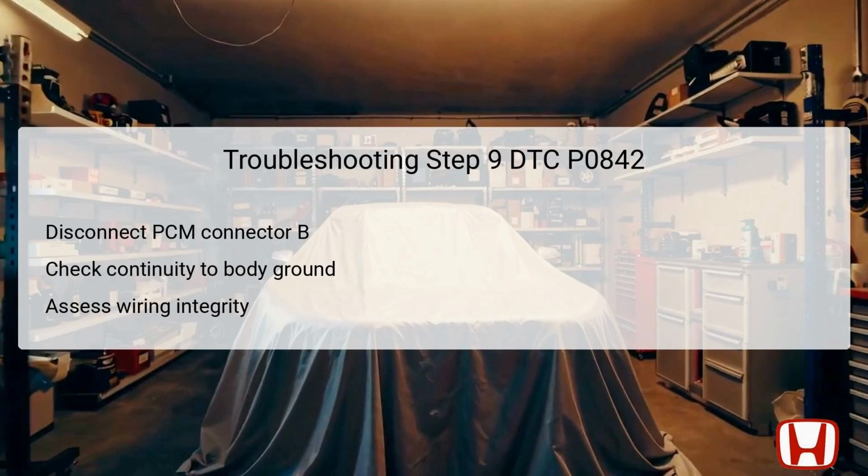The goal is to verify continuity between the PCM connector's terminal B8 and body ground. Ensuring that there is a solid ground connection is essential because a poor grounding could cause erratic signals, leading to the generation of DTC P0842. This step may uncover issues such as damaged connectors or frayed wires, which are vital to the operation of the transmission fluid pressure switch circuit. Proper continuity indicates healthy wiring, while any discontinuity calls for immediate investigation and possible repair.